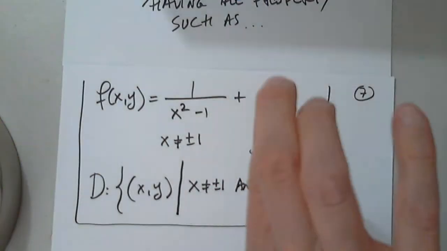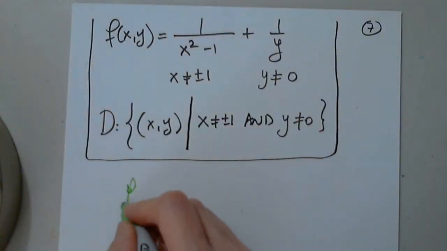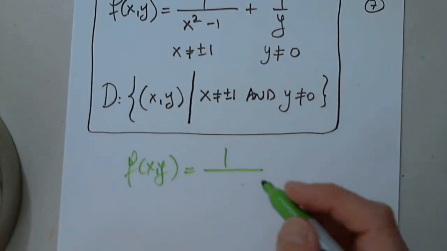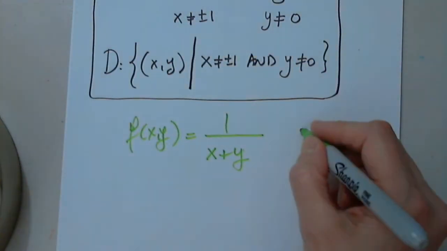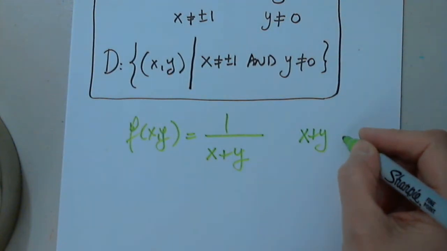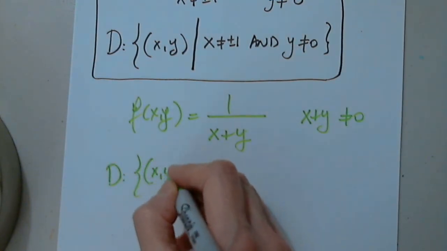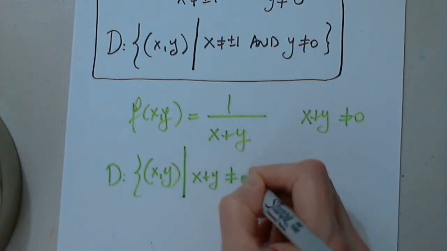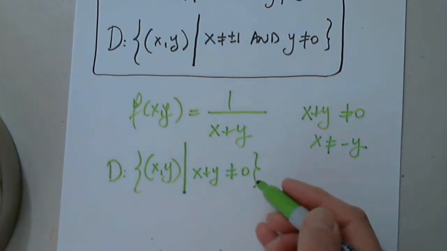Okay, one more. Let's say I have f of x comma y is 1 over x plus y. What is the only condition here? That x plus y cannot equal 0. That's it. So the domain of this function consists of ordered pairs having the property, whatever, but x plus y can never be 0. You can write it as x does not equal negative y. It's up to you. It's the same thing.